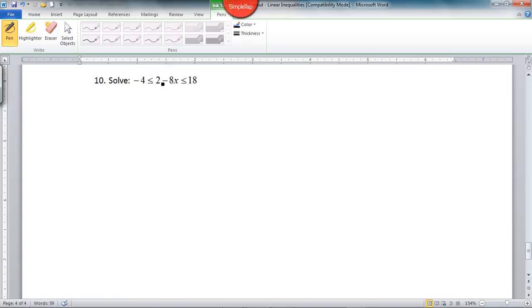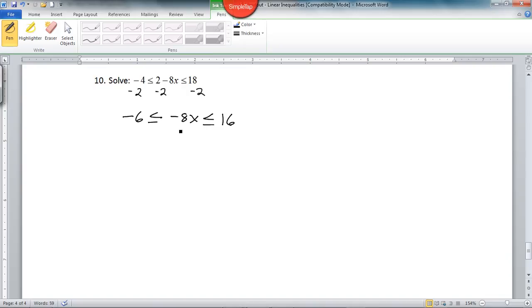So what I need to do is, first of all, subtract 2 from the middle. So I got to subtract 2 from the left and the right also. Negative 4 minus 2 is negative 6, less than or equal to, and then of course the 2 minus 2 is 0, so that just leaves me minus 8x is less than or equal to 16.